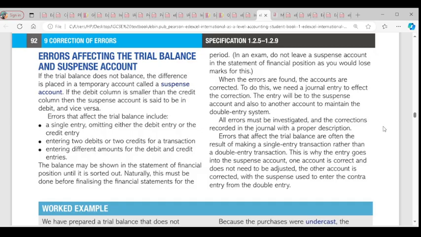So if the debit column is smaller than the credit column, then the suspense account is said to be in debit. And if the credit column is smaller than the debit column, the suspense account is considered to be credit.